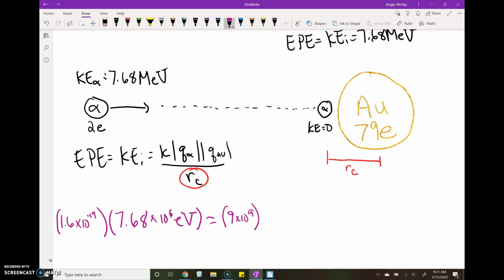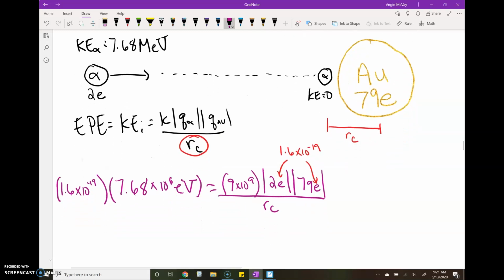times the first charge. The charge of the alpha particle is 2 times the elementary charge. And the charge of the gold is 79 times the elementary charge, where these are 1.6 times 10 to the minus 19. And then over that critical radius, which we're looking for.